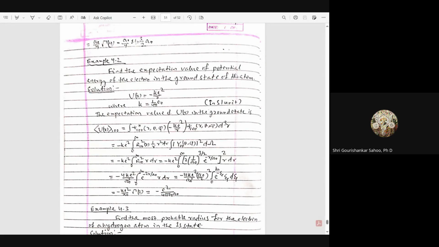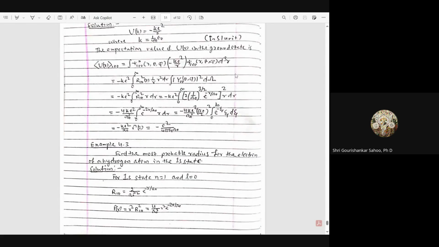So there are some worked out examples. You can go through them. Find the expectation value of r in the ground state of hydrogen atom, and you can calculate it. It is 3/2 a0. Find the expectation value of potential energy of electron in the ground state of hydrogen atom. It is minus e squared by 4 pi epsilon 0 a0, and the solution is there on the screen.